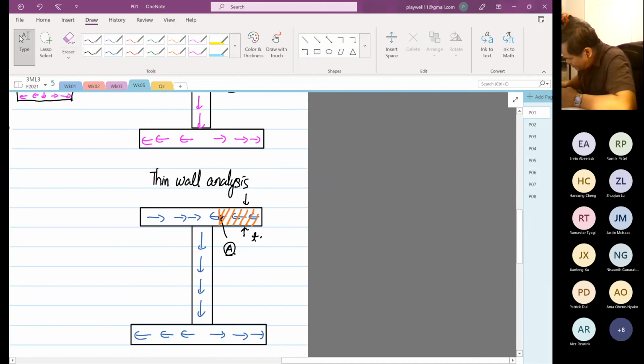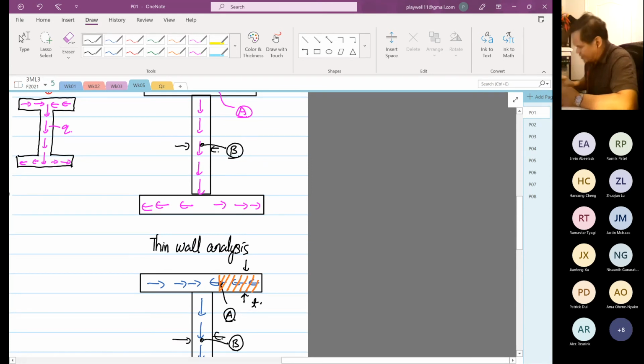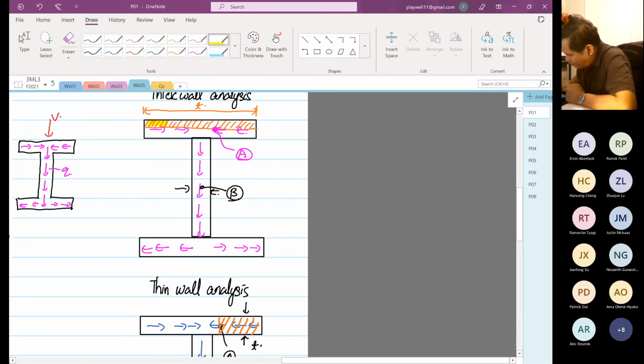at point B, the thickness is the same, right? The thickness is the same. And now the area of interest is also the same. So if it's at point B, I'm going to highlight this is the area that you have to consider.